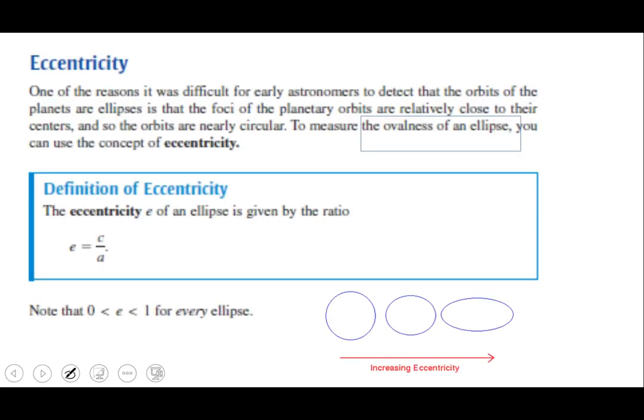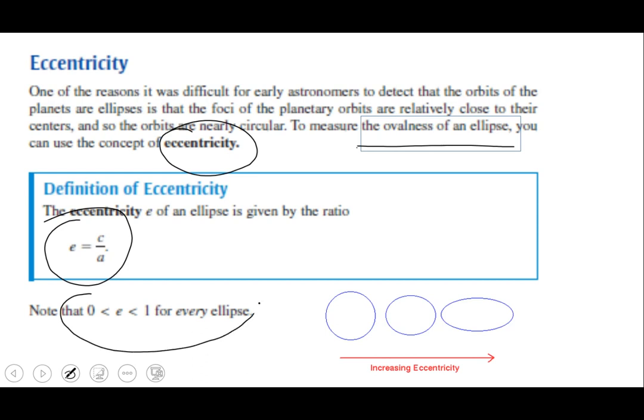So speaking of what I just did about how do you know how stretched out the ellipse is, what takes a circle and turns it into an ellipse? Well, the way that you measure the ovalness of an ellipse is by using something called the eccentricity. And again, that's how you say it, the eccentricity. The eccentricity, which we're going to call e, is the ratio of the c, which has to do with the foci, and the a, which has to do with the length of the major axis.